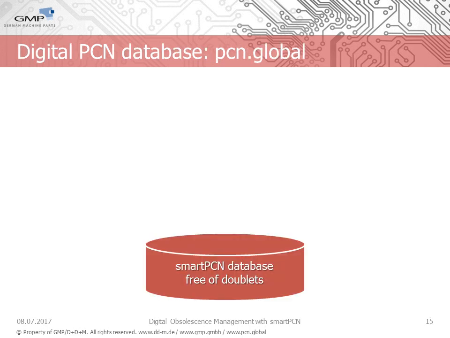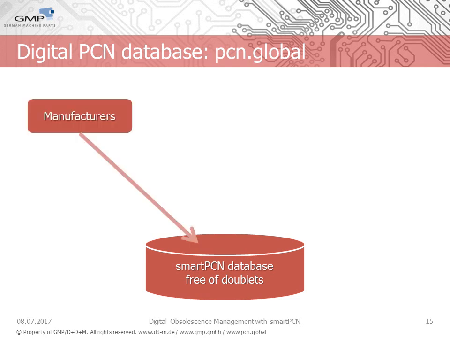We have now a standard. But if nobody is providing PCN in the smart PCN format, nobody can use the benefit. In 2016, DDM Data and Documentation Management started as a business partner of COG to create a smart PCN database called pcn.global. By July 2017, there are more than 10,000 smart PCN available without doublets, which cover more than 500,000 part numbers.